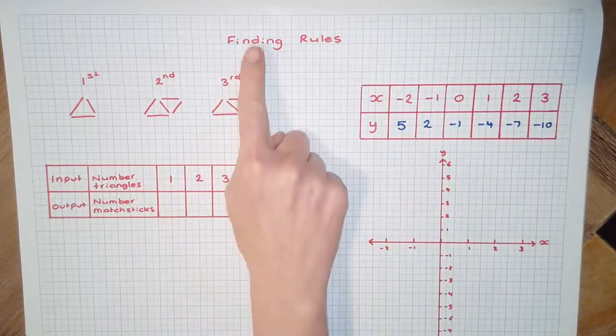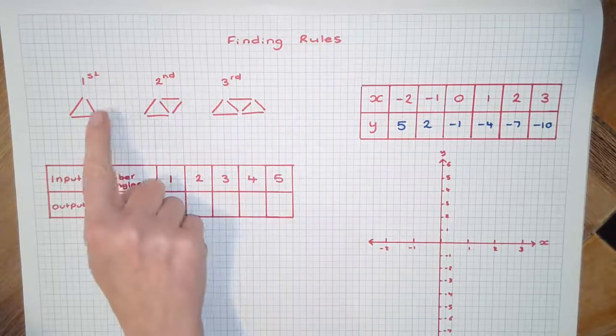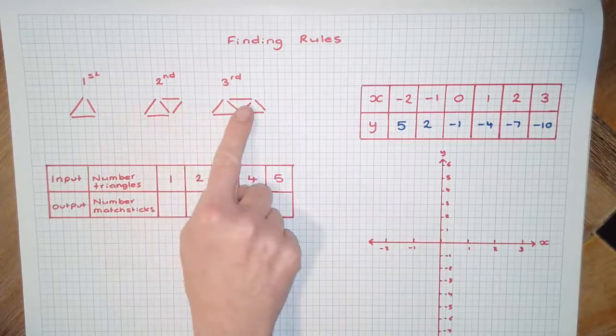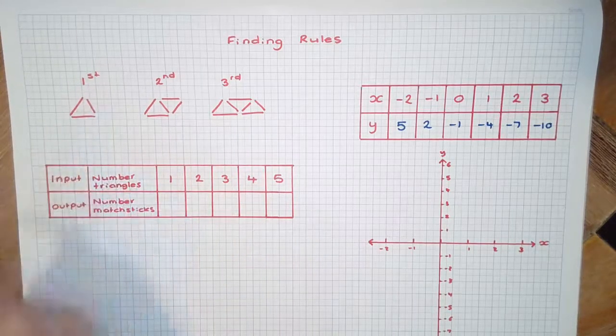In this video, we're going to have a look at finding rules from patterns and tables. Let's start by looking at a simple pattern of triangles made from matchsticks. In the first pattern, we have one triangle using 3 matchsticks.